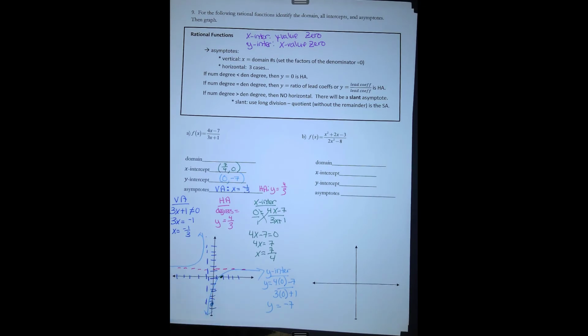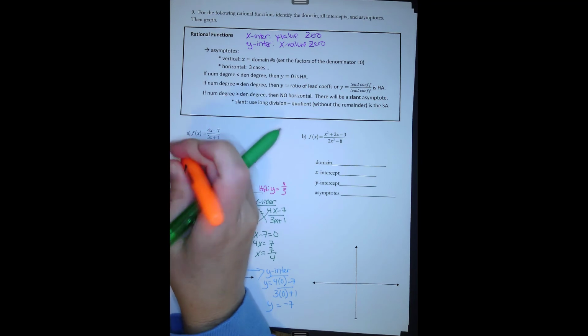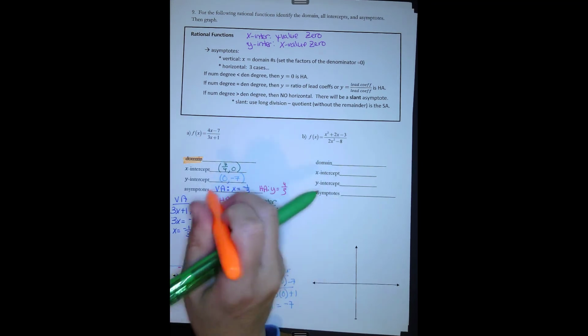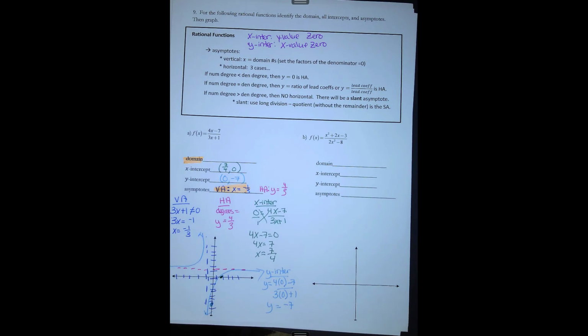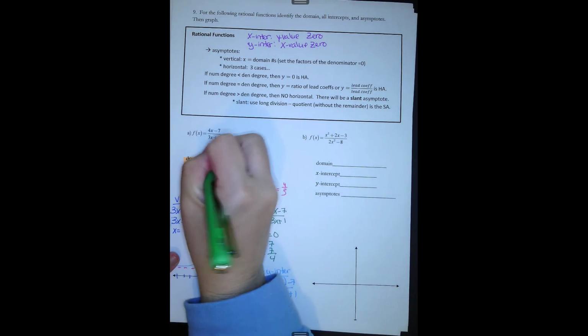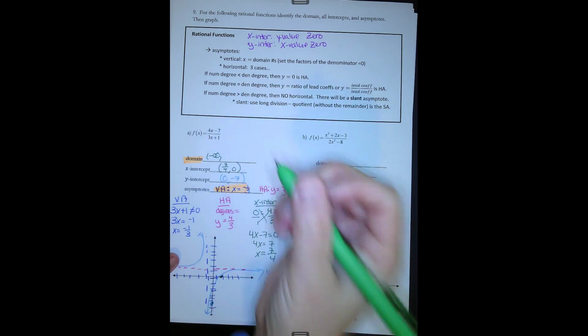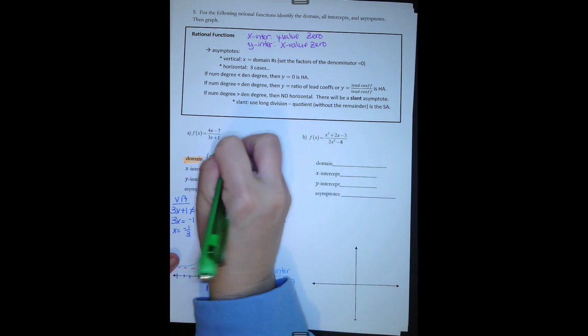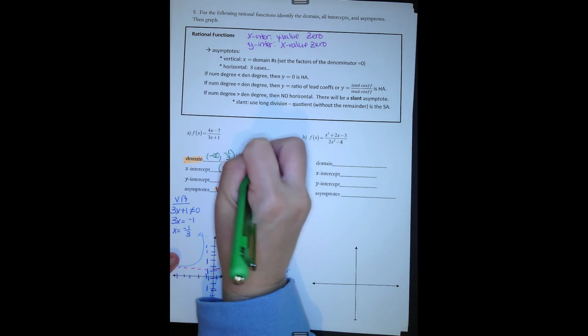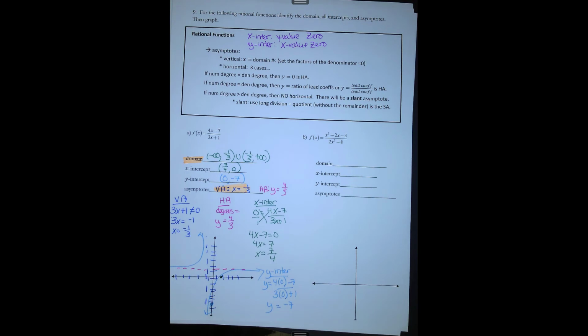the exact same way. Oh, I'm sorry, I forgot our domain. Remember going from left to right. Notice our graph is in two pieces, so we're going to have two pieces with our domain. And our domain always is going to follow that vertical asymptote. So our domain goes from negative infinity to negative 1/3, union negative 1/3 to positive infinity.